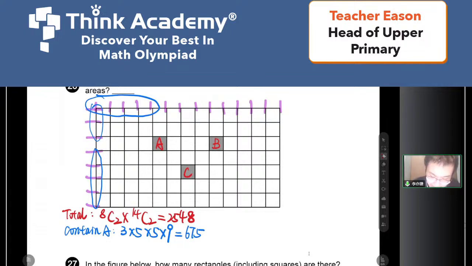Then, A and B are symmetric, right? So A and B are symmetric. So those containing B should also be 675. And for those containing C, it's the same logic.